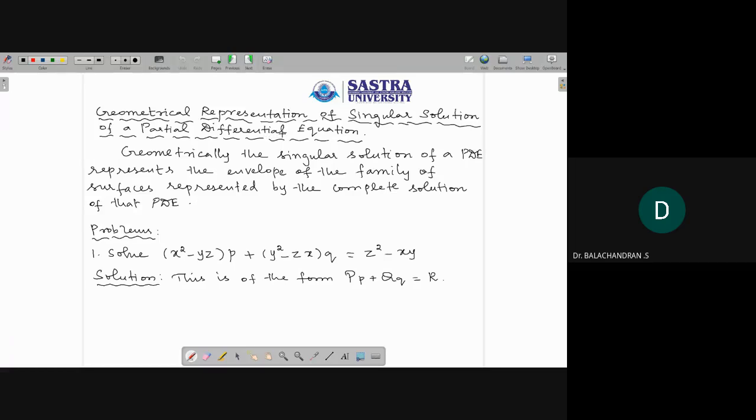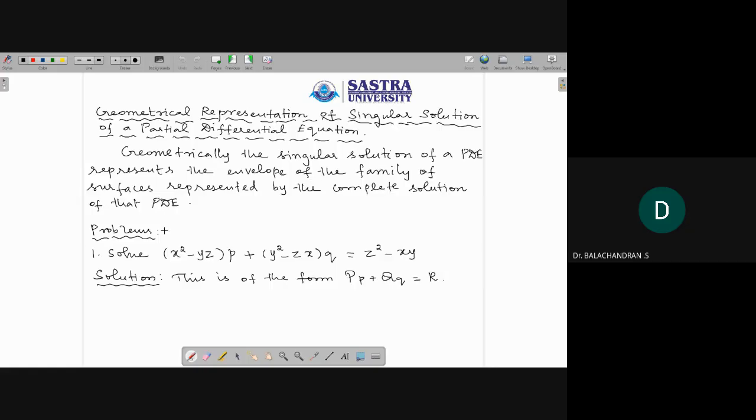So the first order PDE, we find the complete solution, the singular solution and general solution. So what do you mean by singular solution? What is the geometrical meaning of singular solution? The geometrical meaning of singular solution of PDE is the envelope of the family of surfaces represented by the complete solution of that PDE.